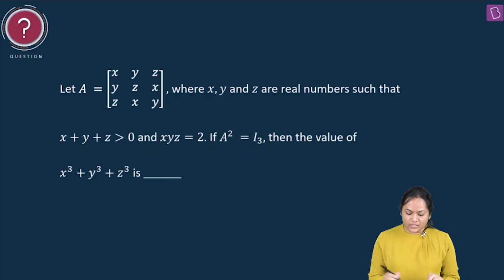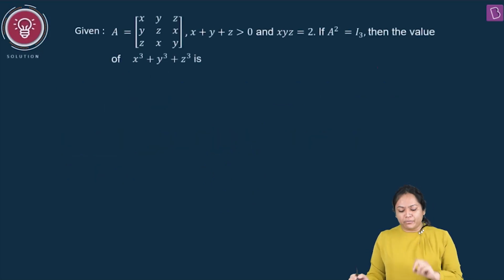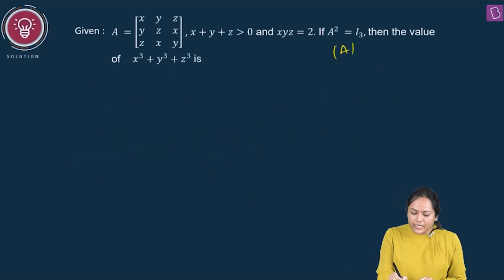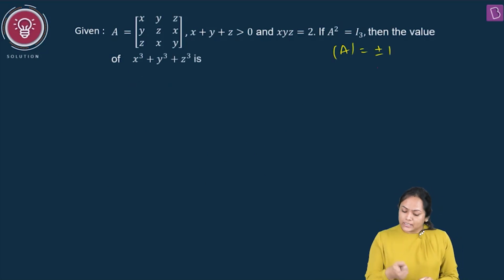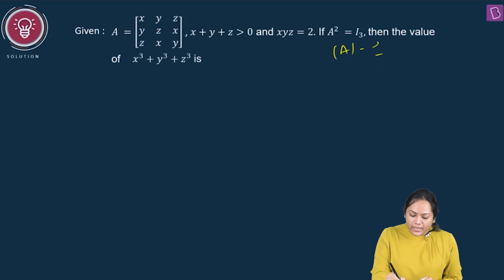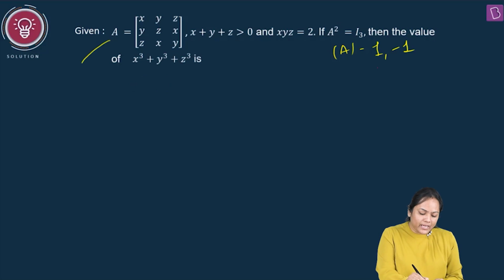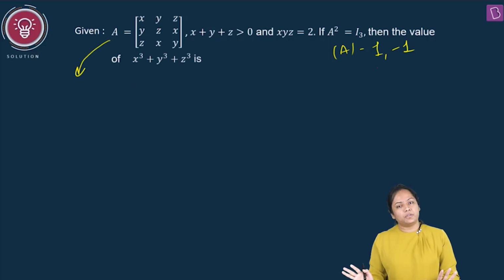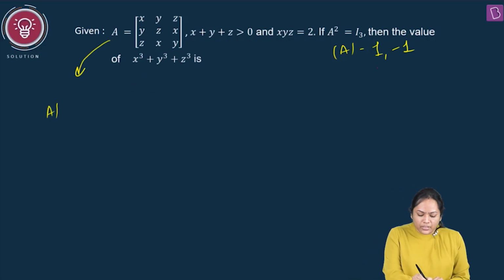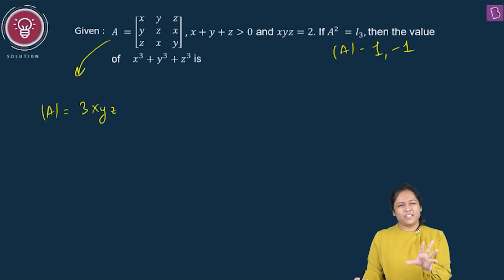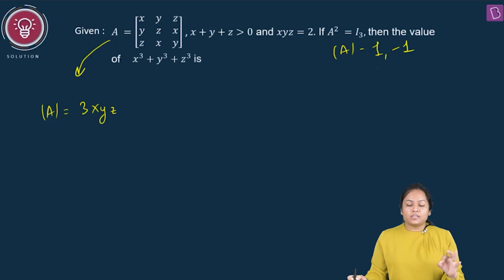Understood? Perfect. So we have to use this information that the determinant of A is either plus 1 or minus 1. Clear? Now, how am I going to use this? Well, if I have A, obviously I can find its determinant value. When you expand, or you might remember this determinant, it's a very basic one, one of the standards which have been taught in determinants.